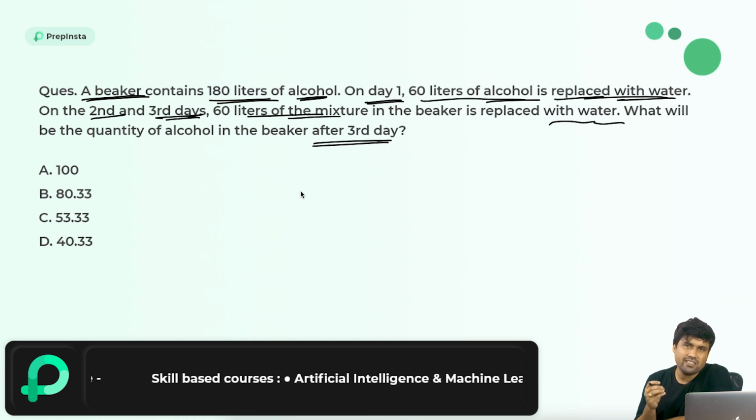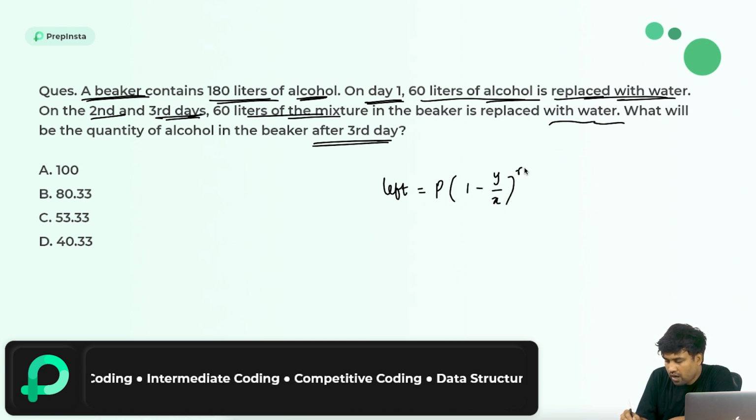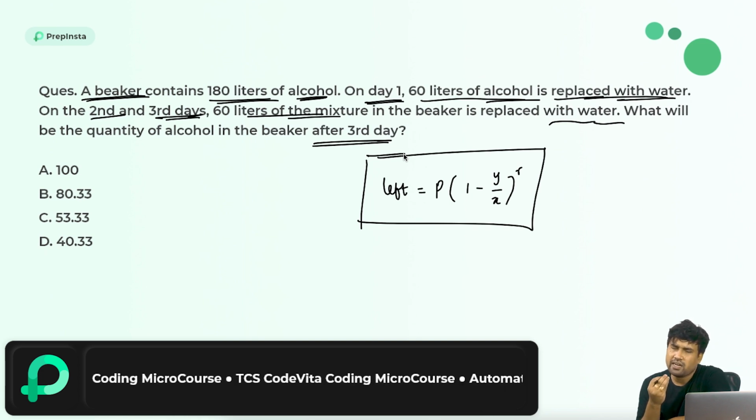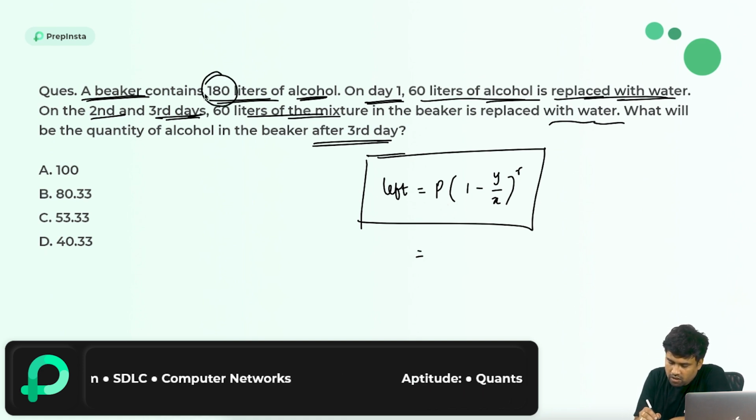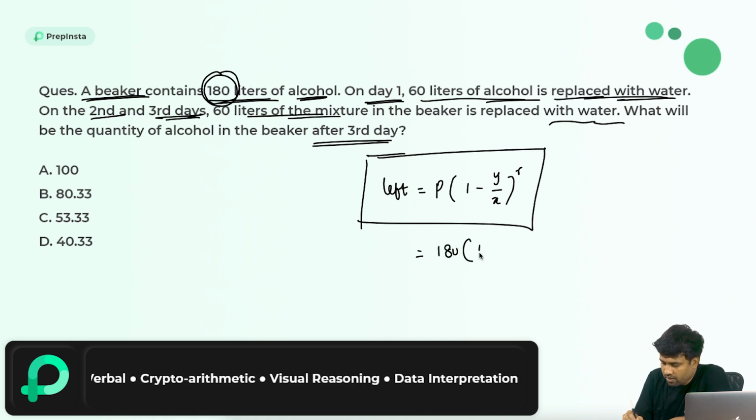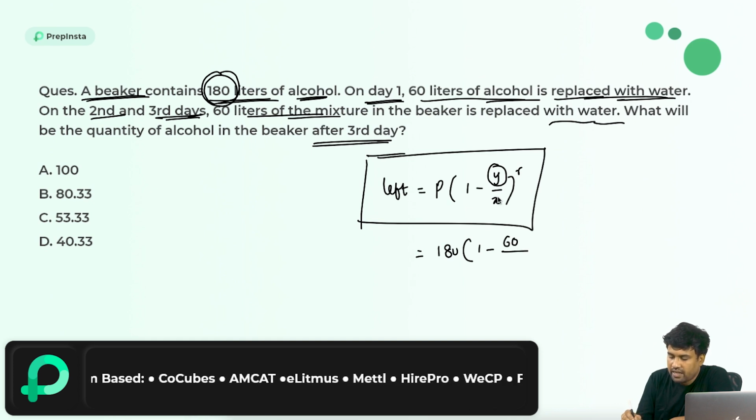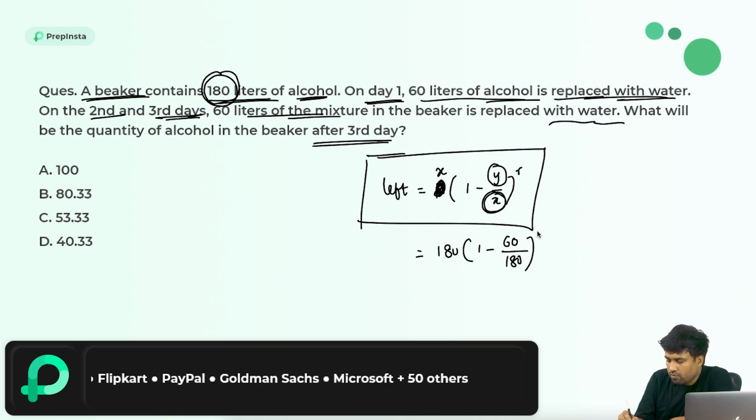As we know, in alligation and mixtures, for this type of replacement we have a formula: the quantity left is equal to P into (1 minus y by x) whole power r, right? This is the formula we always use, and even if you use this type of formula, you have to spend at least 1 to 1.5 minutes on the calculation part. Look here, P is the original quantity, that is 180, into 1 minus y, which is how much quantity you are removing, that is 60, divided by x, which is again the original quantity, 180. Sorry, here we can use either P or X. So simply the formula is x into (1 minus 60 by 180), and r is how many times it was repeated.